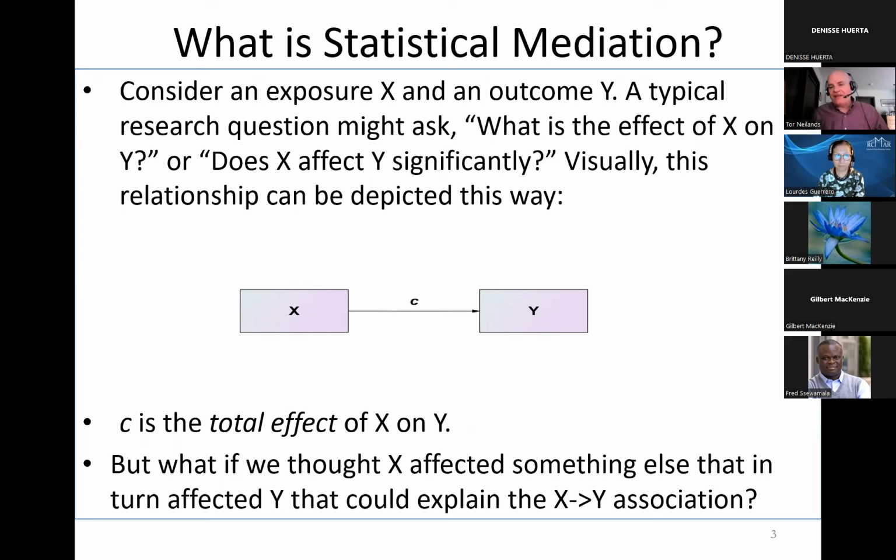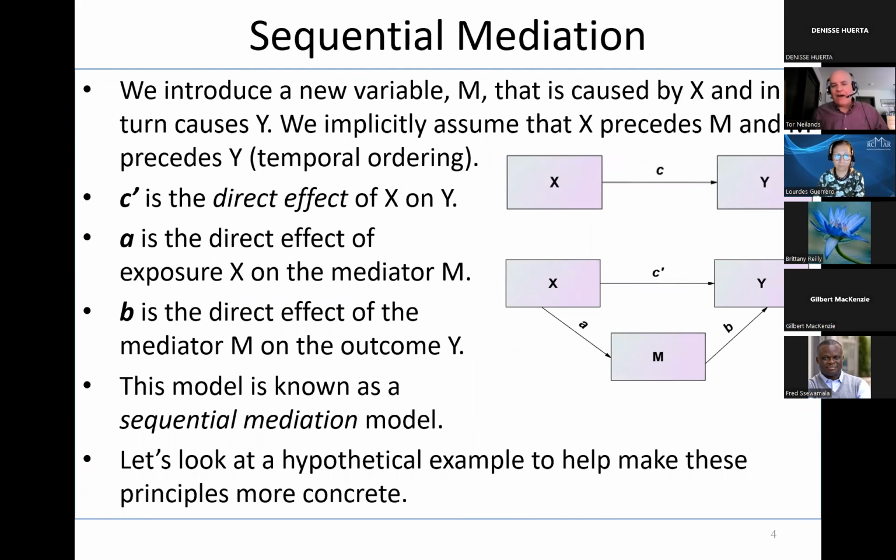We do these kinds of analyses all the time in a non-mediation context, but what if we thought that X affected something else that in turn affected Y that could explain the X to Y association? That's where we have sequential mediation. To think about sequential mediation, we introduce a new variable M that is caused by X and in turn causes Y, where we implicitly assume that X precedes M and M precedes Y. In other words, when we set up the conceptual diagram this way, we're assuming a form of temporal ordering. Now, if you look at the top of the two figures here on the right-hand side, the first one is just a replication of what we had on the last slide, a total effect of X on Y, and that is labeled c.